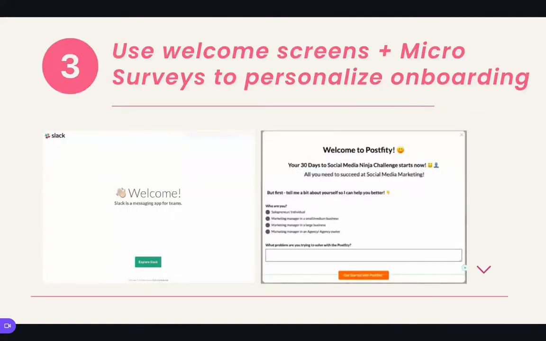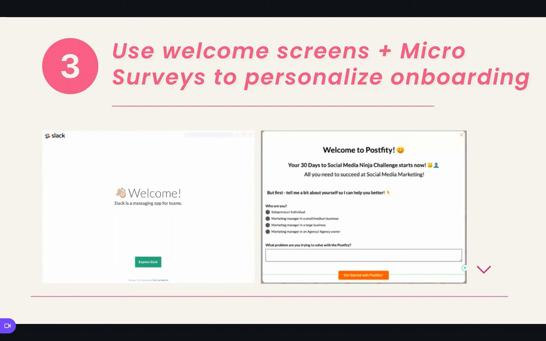Okay, so the third step here is using welcome screens and also using microsurveys to personalize onboarding. So I added two examples here, one from Slack and one from Positivity. Positivity is a social management tool. Slack is using a welcome screen that just says, hey, welcome. Slack is a messaging app for teams. Explore Slack, yeah? Positivity uses the same welcome screen, but adds a micro-survey to it.